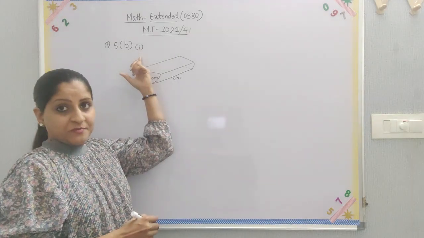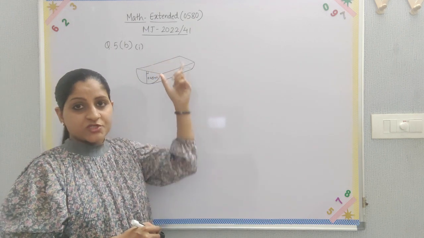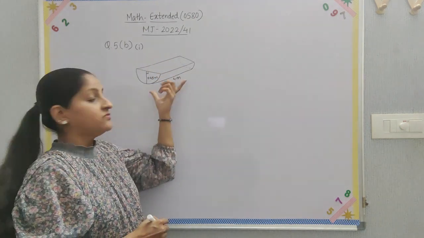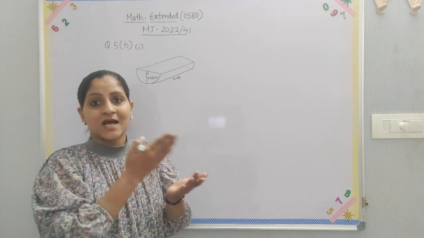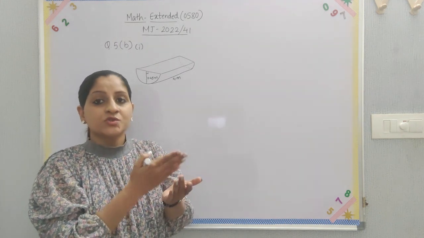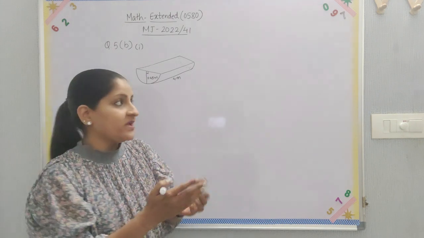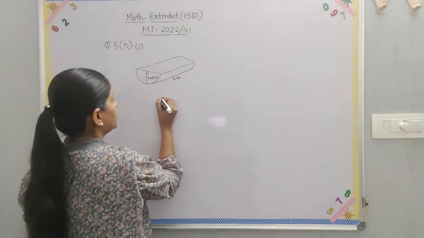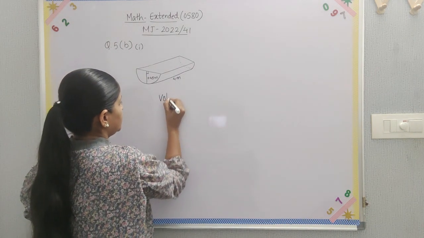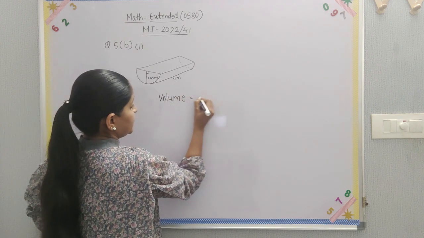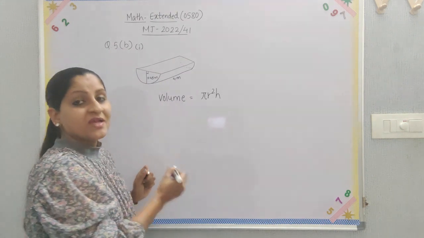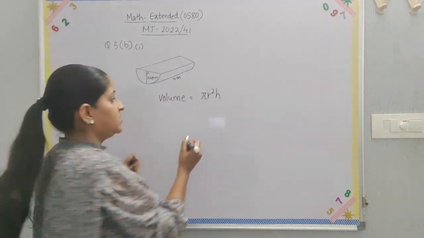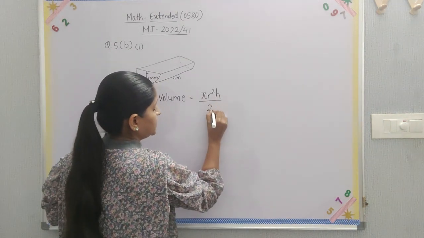In question 5b, the first part of this question asks us to calculate the volume of the given figure. As you can see, this given figure is half of a cylinder. So to calculate the volume, we have to calculate the volume of a cylinder. The volume of a cylinder is pi r square h. This is the formula. And since this is half of the cylinder, we have to divide it by 2.